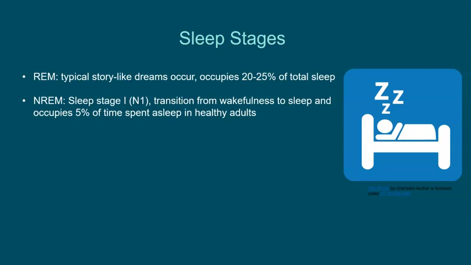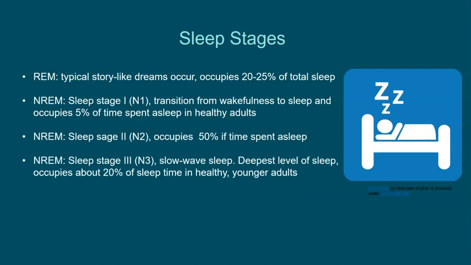We have non-REM sleep stage 2 that occupies about 50% of the time asleep. And we have non-REM sleep stage 3. That is slow wave sleep. Sorry for the misspelling. It is the deepest level of sleep, and it occupies about 20% of the sleep time in healthy younger adults.